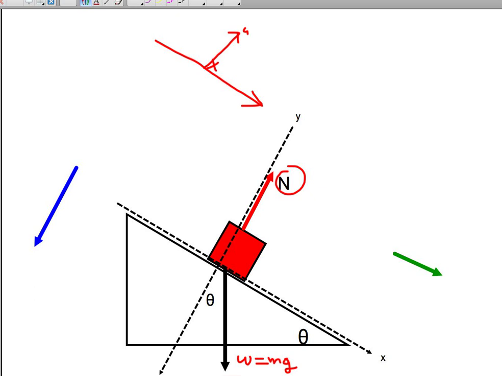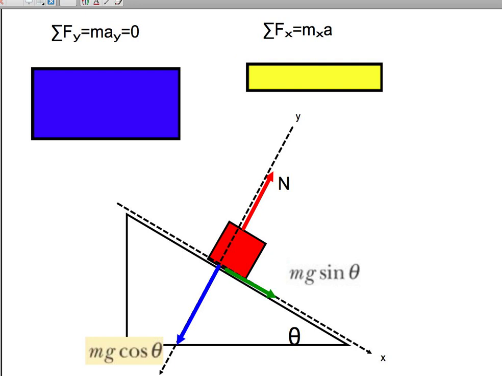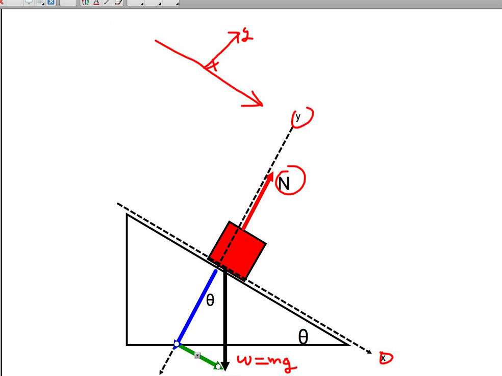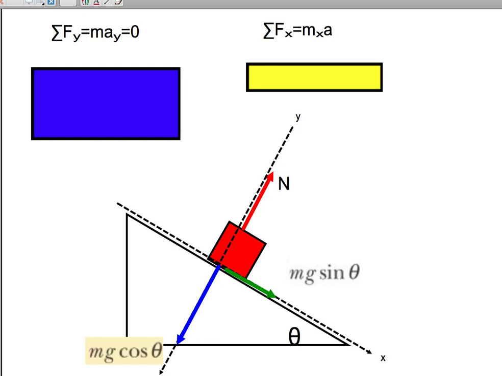So, the normal force is already along one of the axes. We're going to leave that alone. But the weight has a component opposite the angle theta, so it's going to equal mg sine theta. The blue one is adjacent to the angle theta, so it's going to equal mg cosine theta. So we see that these two vectors, which are actually replacing this black vector, which is the weight, the one opposite here is mg sine theta, and the one on this side here is mg cosine theta.